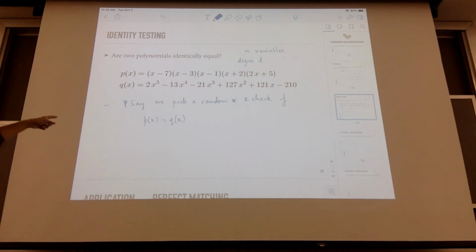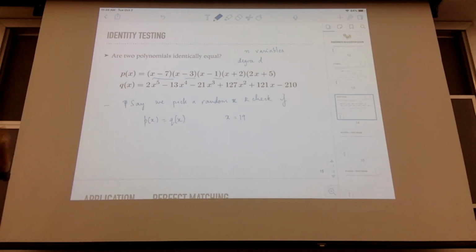Now this can be done significantly faster than actually computing this polynomial, computing all the coefficients. Because you just plug in a value, let's say I decided to plug in x equals 19 or something, then I just have to multiply these numbers to evaluate p, and I have to compute something to evaluate q. So this is typically much faster than actually finding all the coefficients.